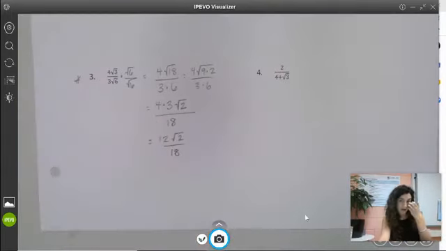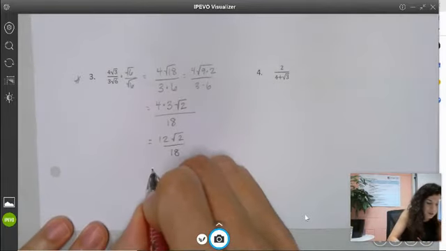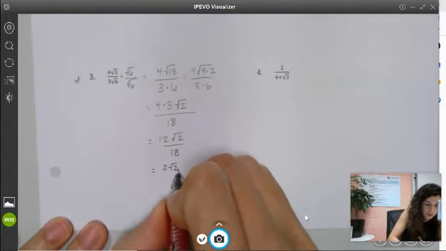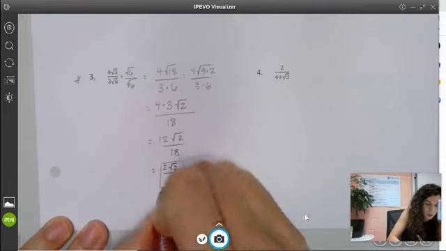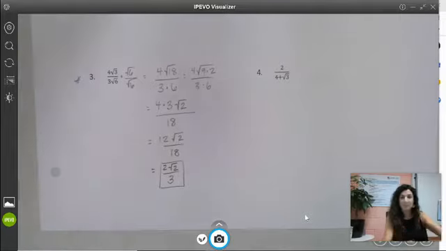And then I'm just going to simplify this fraction right here, 12 over 18. And it becomes 2 square root of 2 over 3. Or you could have written it as 2/3 square root of 2. I would also accept that.